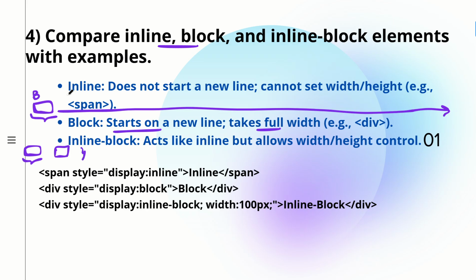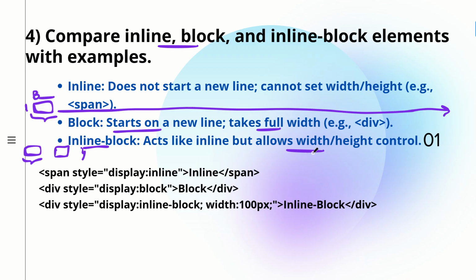That is an important difference, that for block elements we can set their height and width, whereas coming to the inline element, we cannot set their height and width. In case we want to set the height and width of an inline element, then for that we have to make use of the display inline-block property. So it makes our inline element behave like a block, combining the properties of inline and block elements, and it allows us to set the height and width. So it allows height and width control.